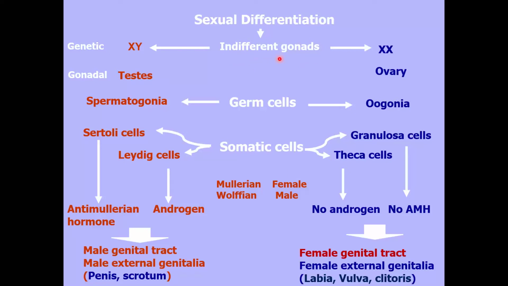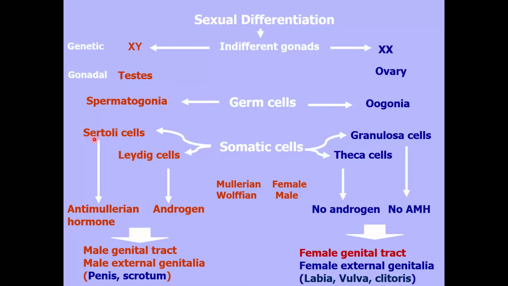Now, the indifferent gonads of the embryo will develop into the testis, and this depends on the genetic makeup of the individual. If the individual contains the XY chromosome, then this indifferent gonad will become a testis. But if the individual contains XX chromosome, then the indifferent gonad will develop into the ovary. Now, if it developed to a testis, then the germ cells of the testis will develop into the spermatogonia, and the somatic cells will become Sertoli cells and Leydig cells.